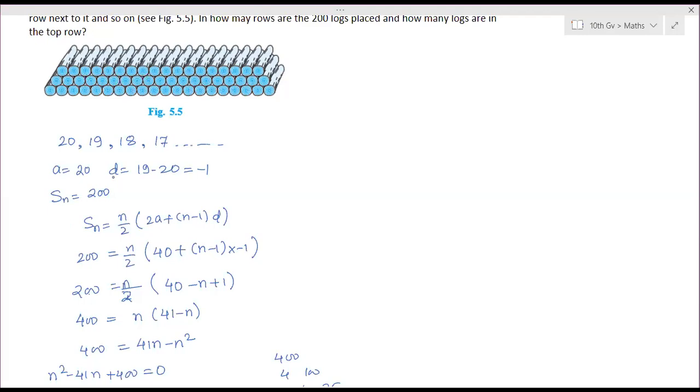In normal conditions, if the AP is continued with negative values, then it is possible. But in this condition, whatever example they have given, practically the number of logs we have to place there, that is an impossible condition, because the number of logs cannot be negative. The number of any object cannot be negative.